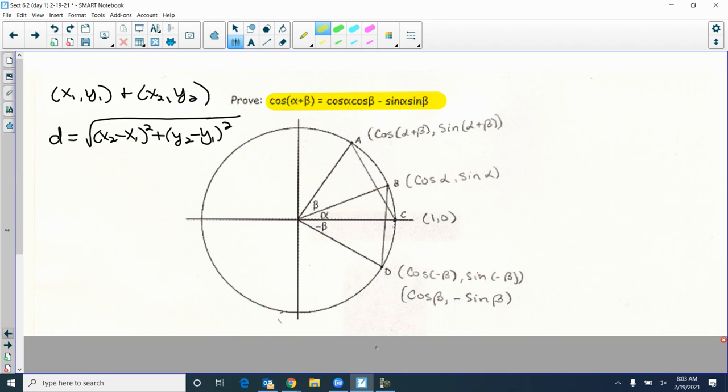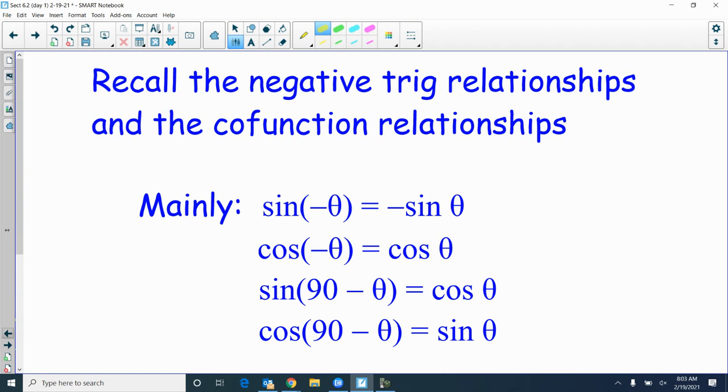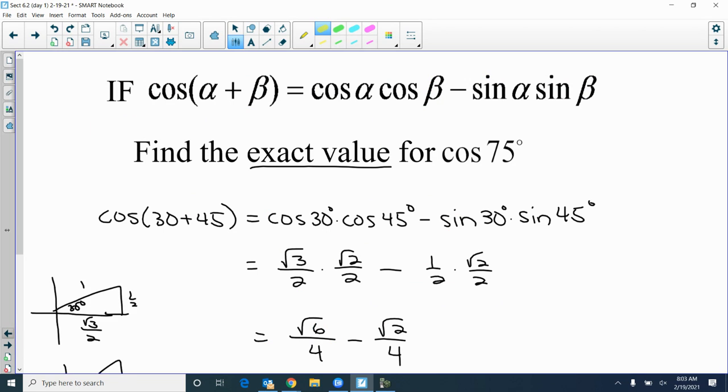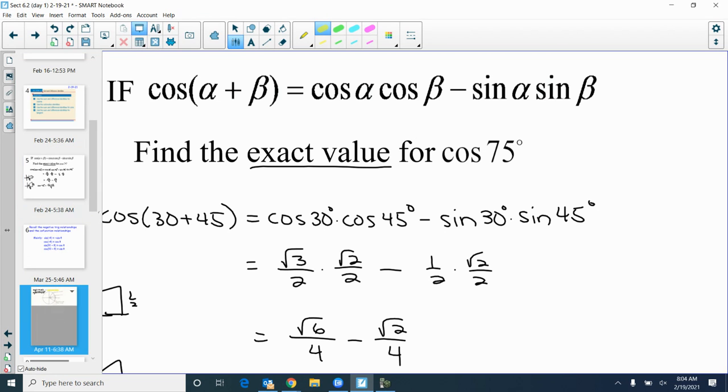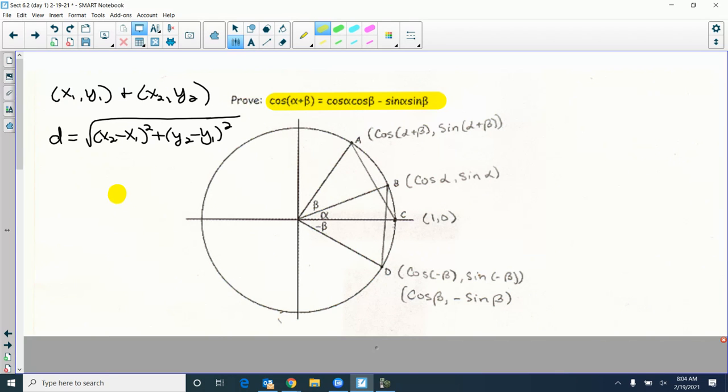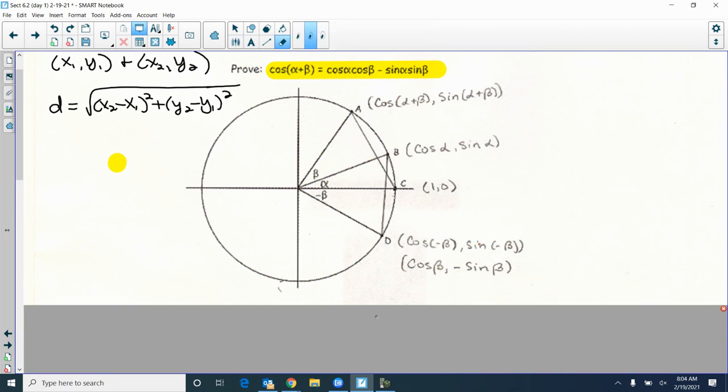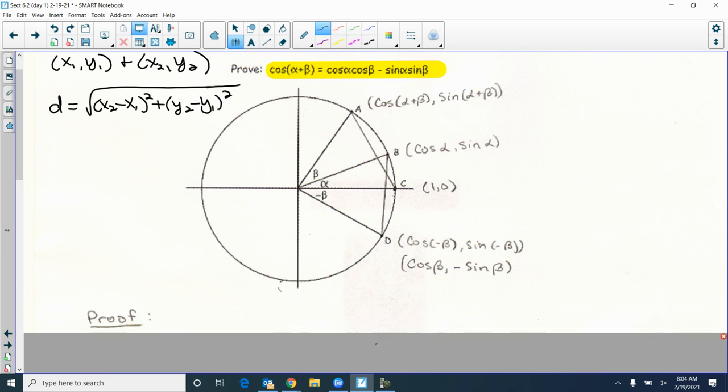So we just showed that it worked. I found the cosine of 75 degrees by using 30 plus 45. I plugged everything in, and I got that value. All right, now, where does it come from? This is one way to go about the proof. And like I said, I'm just going to give you a quick overview.